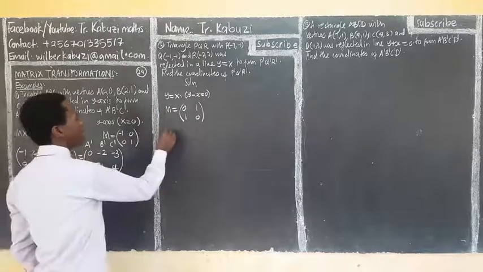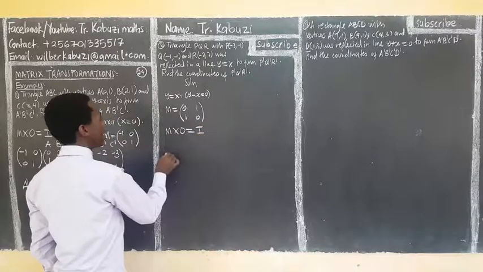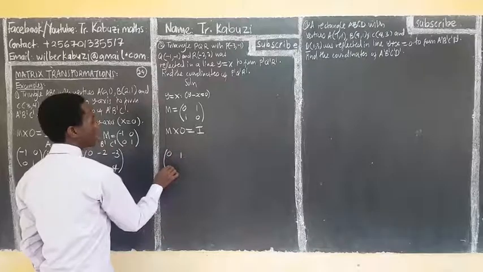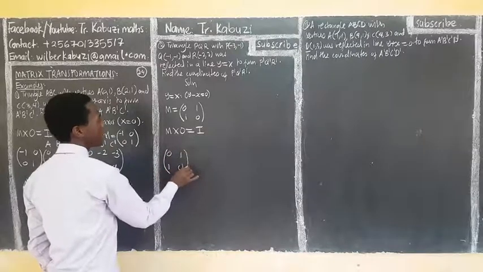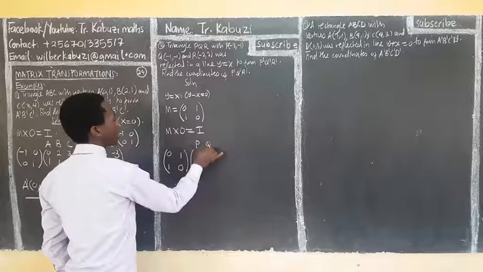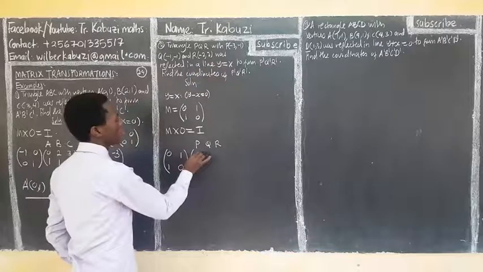So now I put my formula, M times O is equal to I. Then come for our matrix (0, 1, 1, 0). Then the object is going to be P, Q, R. Convert them to coordinates, to column vectors.